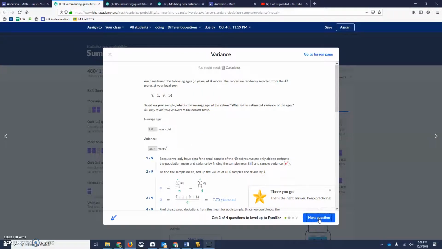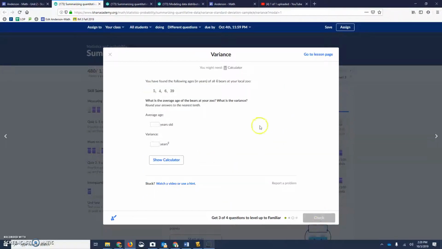Let's do one more. Let's end on a high note. Okay, so we found the following ages of all 4 bears. So this is, remember, very important, all 4 bears. So we'll divide by 4 at the very end, not by 4 minus 1. Okay, so the average first is 5 plus 4 plus 6 plus 39, very old bear. Divide by 4, we get 13.5.